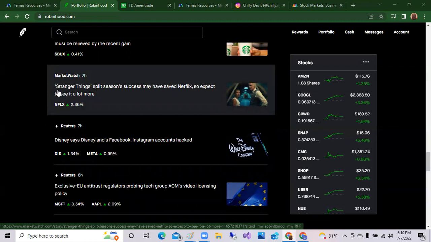This is Netflix: Stranger Things split season success may have saved Netflix. Okay, so Netflix today was up 2.36%. I also owned quite a bit of Netflix before it fell this year, so I'm hoping Netflix will rebound.